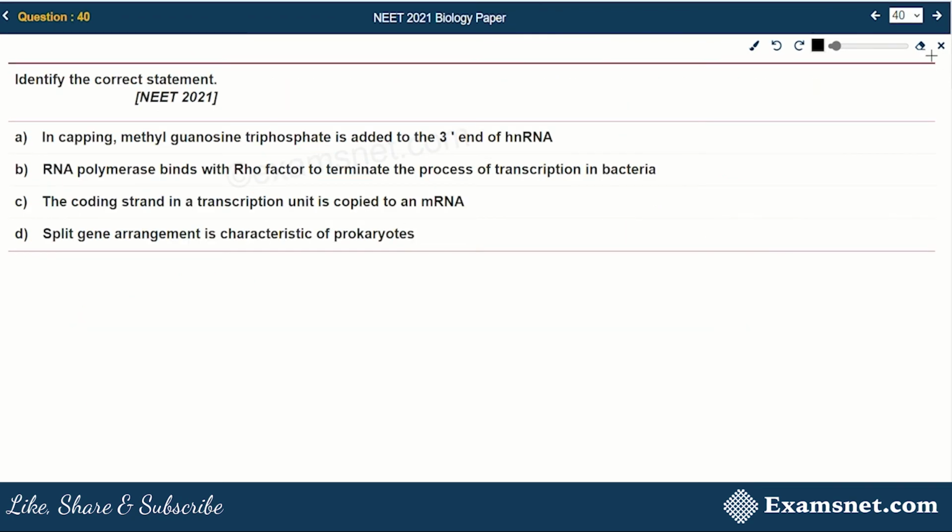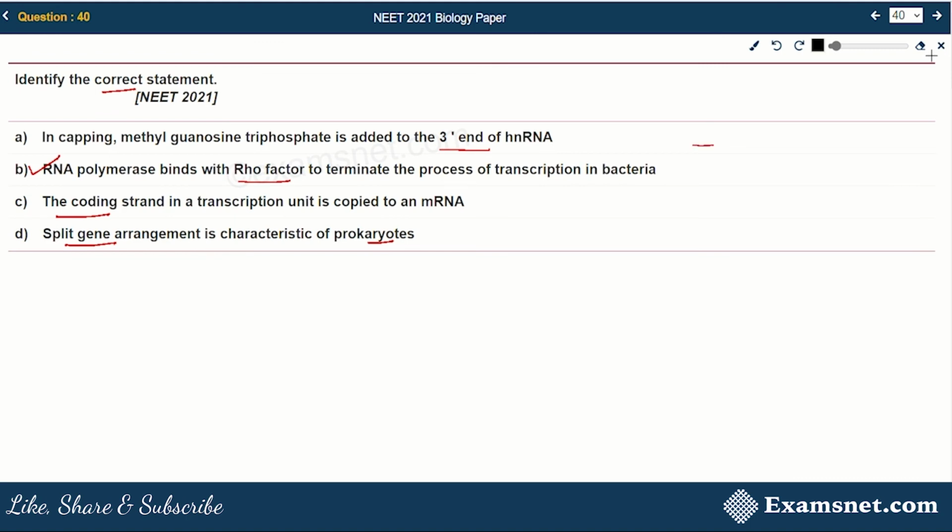Question number 40 is from the chapter Molecular Basis of Inheritance, class 12, and the question is identify the correct statement. Option A, in capping, methyl guanosine triphosphate is added to the 3' end of the hnRNA. Option B, RNA polymerase binds with Rho factor to terminate the process of transcription in bacteria. Option C, the coding strand in the transcription unit is copied into an mRNA. And option D, split gene arrangement is a characteristic of prokaryotes. So the correct option is option B and the rest are false.